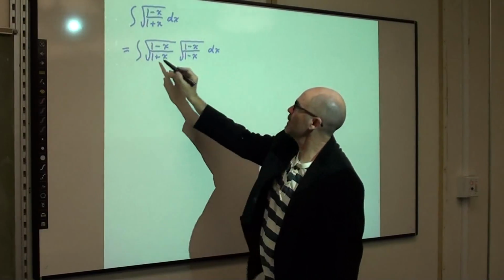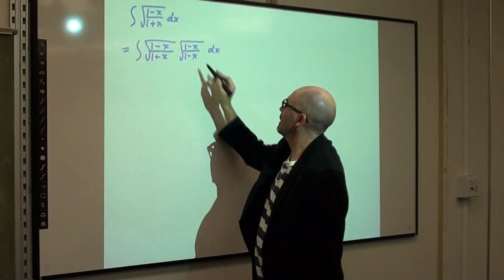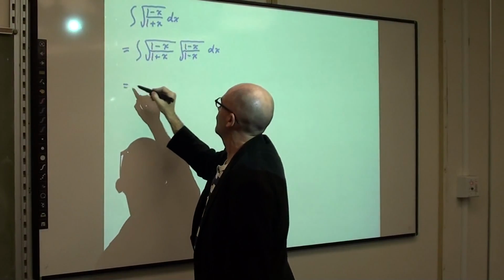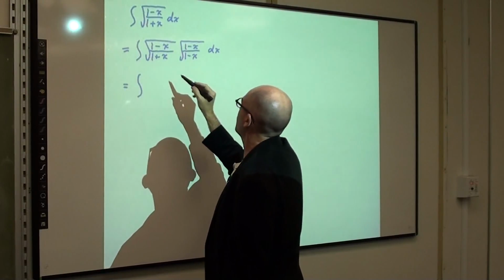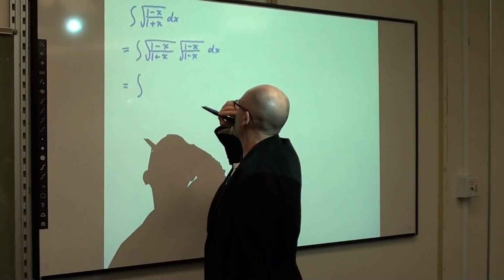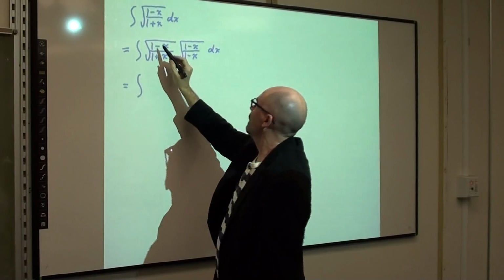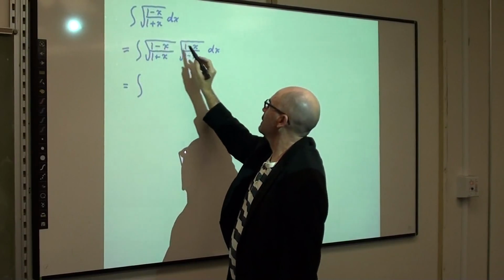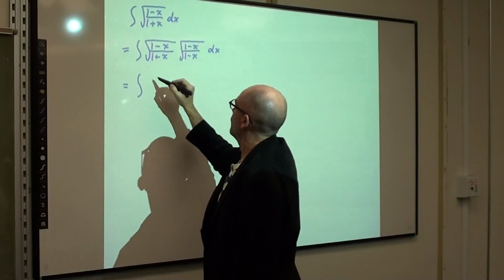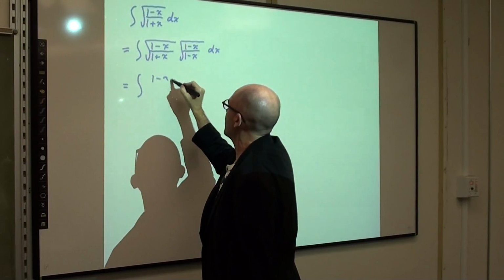Okay, so basically on the bottom I have (a plus b) times (a minus b), which is going to equal a squared minus b squared. And on top I have the square root of 1 minus x times the square root of 1 minus x, which is just plain 1 minus x.